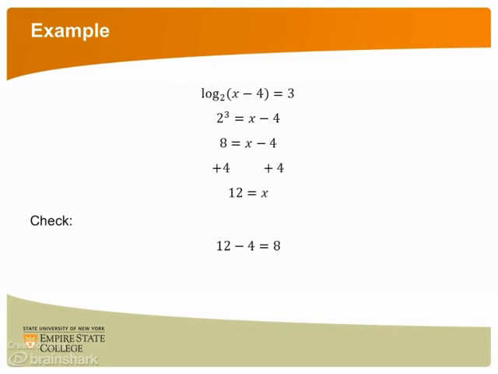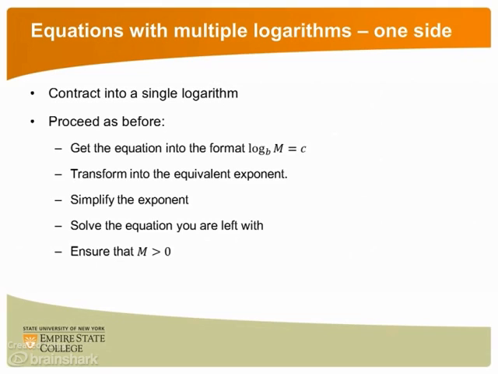We need to check that our original variable expression results in a positive number. Our original variable expression was x minus 4. Since we found x to equal 12, we subtract 4 and get 8. Since 8 is positive, our solution is valid. But what happens if we have multiple logarithms in our equation?